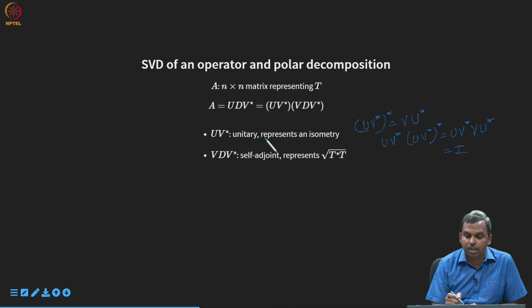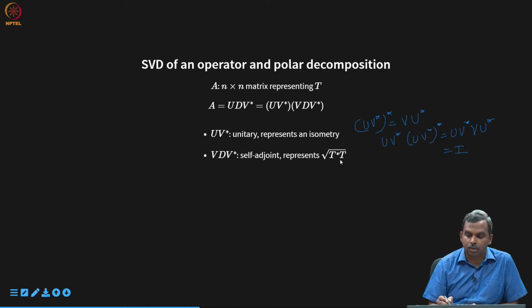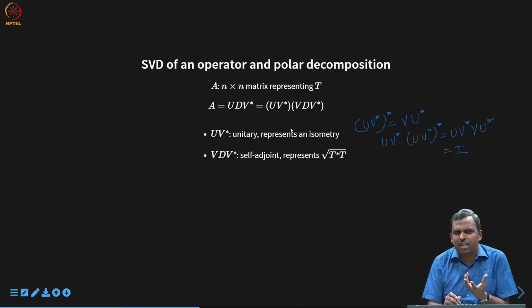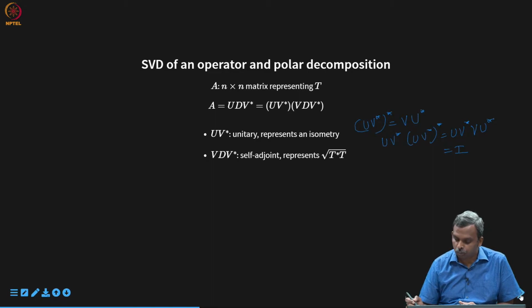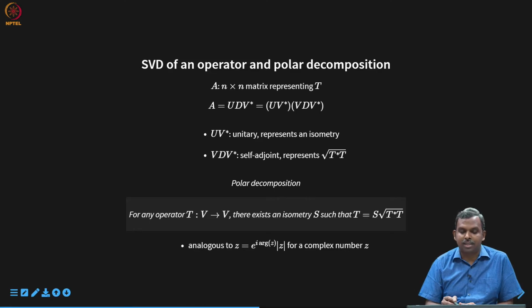So UV star is an isometry, but then look at what this is, VDV star. VDV star is self-adjoint, right? And since D in VDV star is like the singular values, which are the eigenvalues of square root T star T, the columns of V are the eigenvectors of square root T star T. So this is nothing but the operator root T star T. So VDV star represents root T star T. This is just a reinterpretation of what SVD represents when you have A being an operator n cross n. So the polar decomposition essentially states this fact.